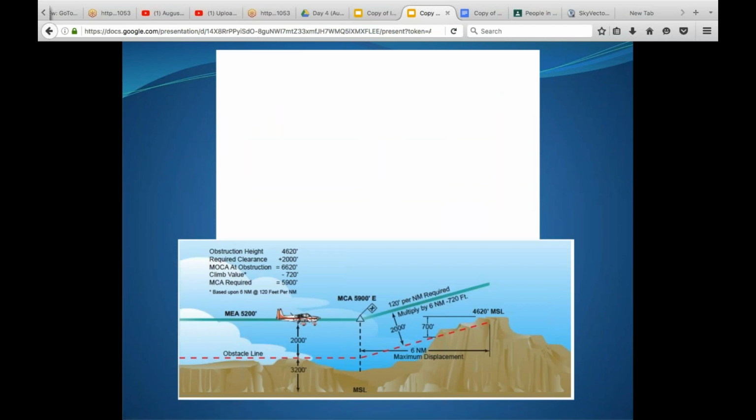So this image just shows you what we've been talking about, the MEAs, MCAs, stuff like that. When you see the flag with the X, that's telling them there's a fix where they're going to have to increase their altitude to maintain clearance of obstacles. So that's just identifying where they're going to have to climb. And you can see that there's that 6 nautical mile maximum displacement.